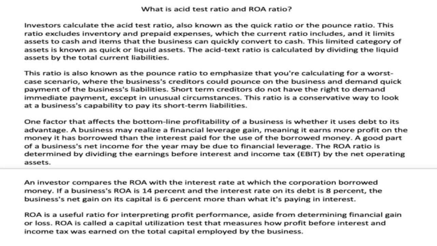One factor that affects the bottom-line profitability of a business is whether it uses debt to its advantage. A business may realize a financial leverage gain, meaning it earns more profit on the money it has borrowed than the interest paid for the use of the borrowed money. A good part of a business's net income for the year may be due to financial leverage. The ROA ratio is determined by dividing the earnings before interest and income tax, EBIT, by the net operating assets.